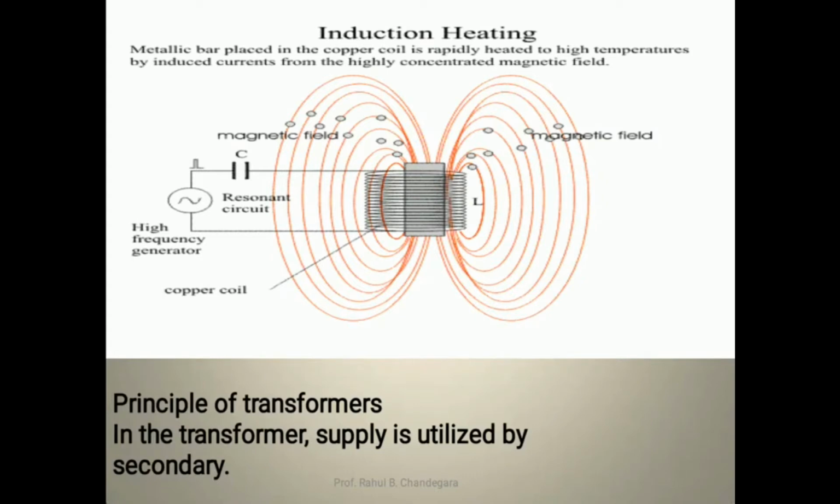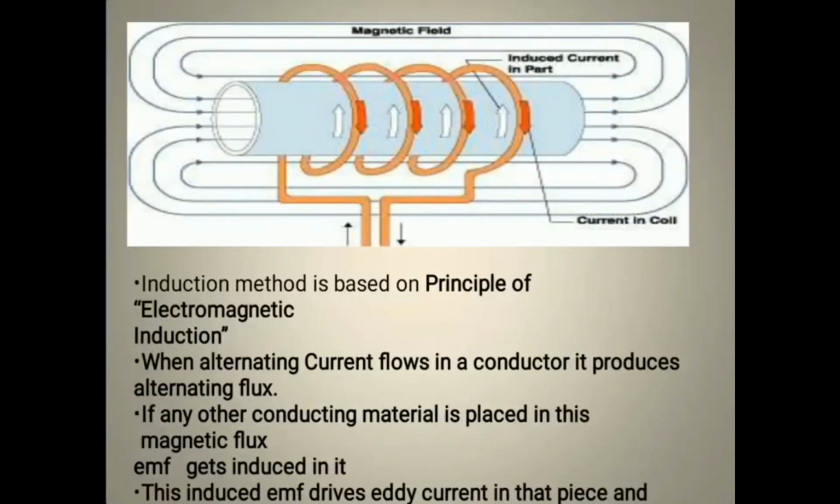In the transformer, supply is utilized by the secondary. When alternating current passes through a conductor, an alternating magnetic field will be produced. In that, the supply is a high frequency generator, given to a resonant circuit, then given to the copper coil, so the magnetic field will be produced. The operation of this induction heating will be discussed in the next slide.